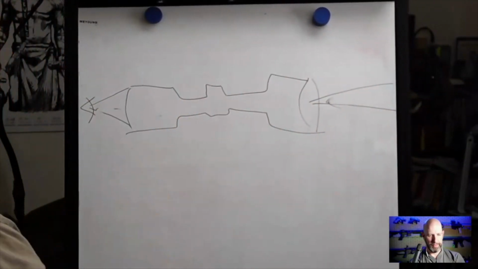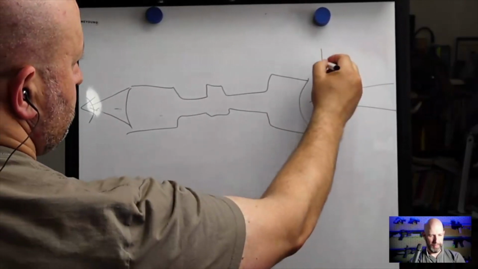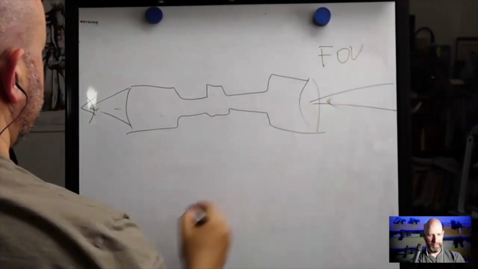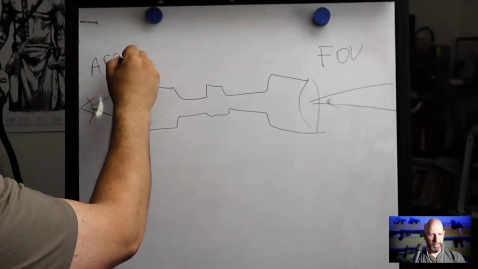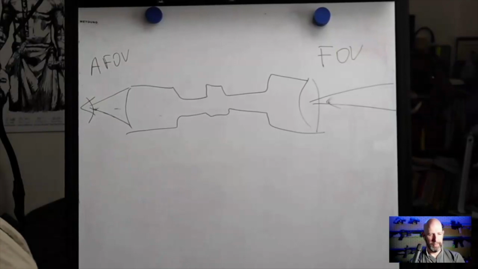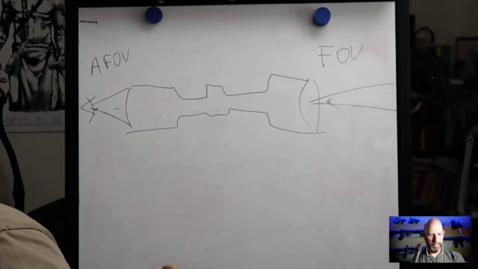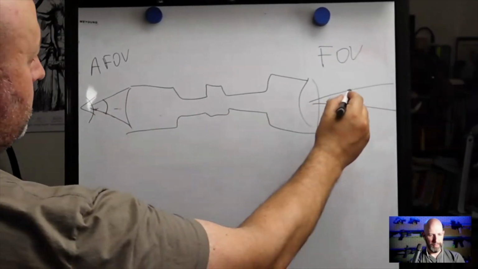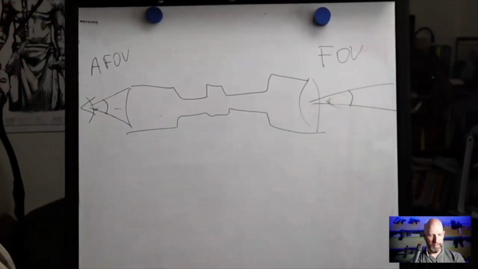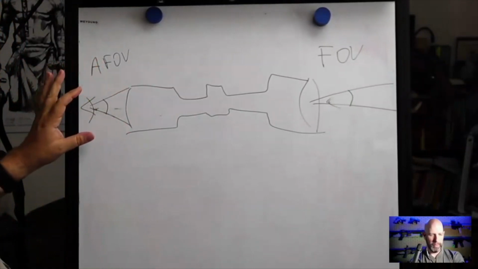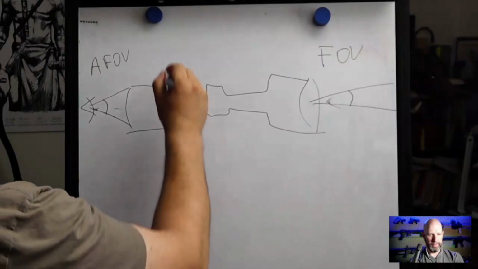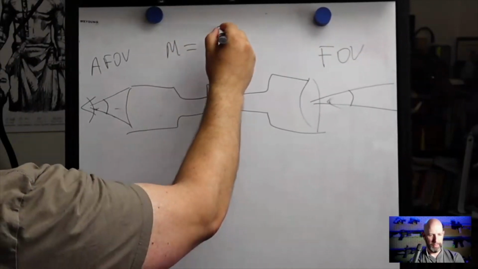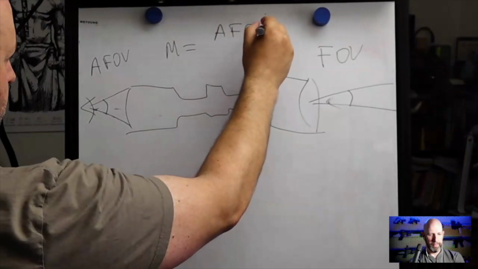Okay. So what the scope sees is called field of view. What your eye sees is called apparent field of view. The simplest way to think about magnification is that the ratio of this angle to this angle is your magnification. If the field of view you're getting out of the scope is exactly the same as the field of view going in, it's a unity magnification. Okay, is this making some sort of sense?